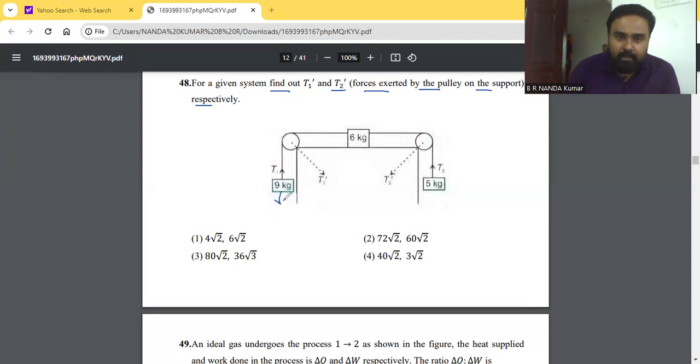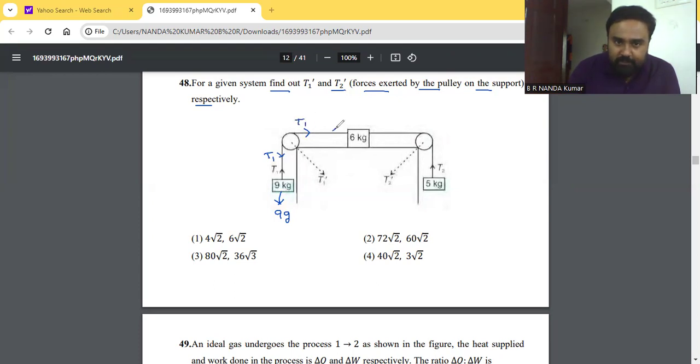So the weight of the 9 kg block is 9g, acting vertically downwards. Tension T1 acts vertically upwards. Tension is always along the string, away from the object. So at this point, the tension acts downward, that is T1. At this point, the tension along the string away from the pulley is T1.